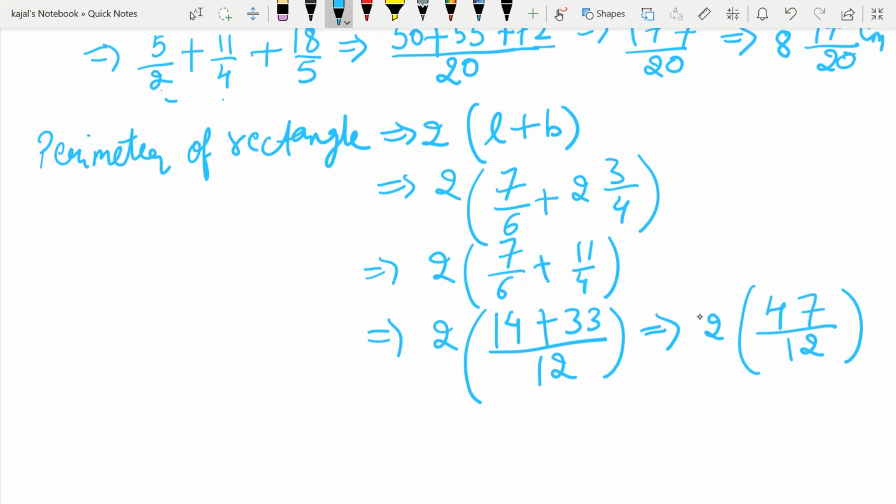This is 47 upon 12. Here we can convert it into smaller fractions by dividing by 2, that means 47 by 6, which can be written as a mixed fraction as 7 6s are 42, 7 5/6. This is the perimeter of the rectangle.